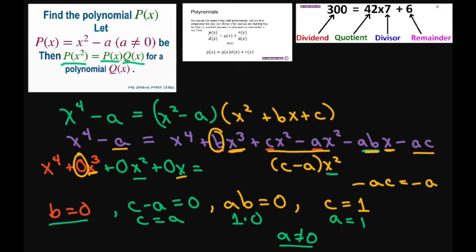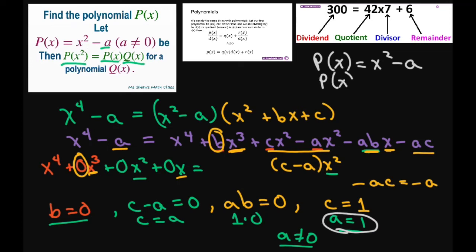Since we have that, our p of x is going to be, we're trying to find our a here. So our p of x equals x squared minus a, and our a is 1. So p of x equals x squared minus 1.